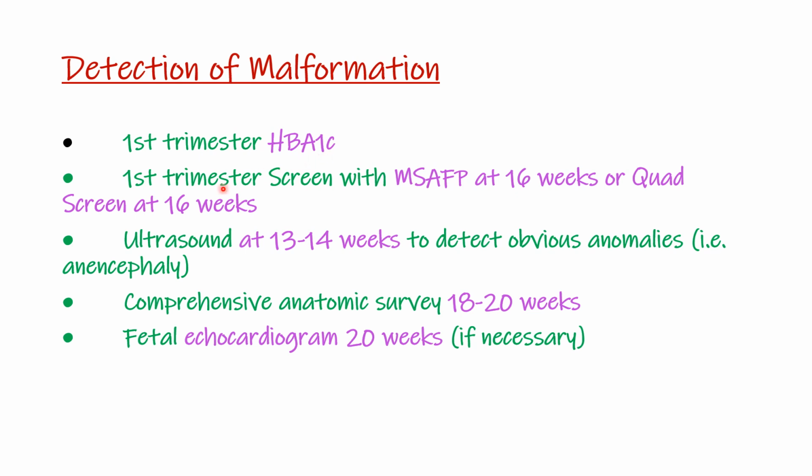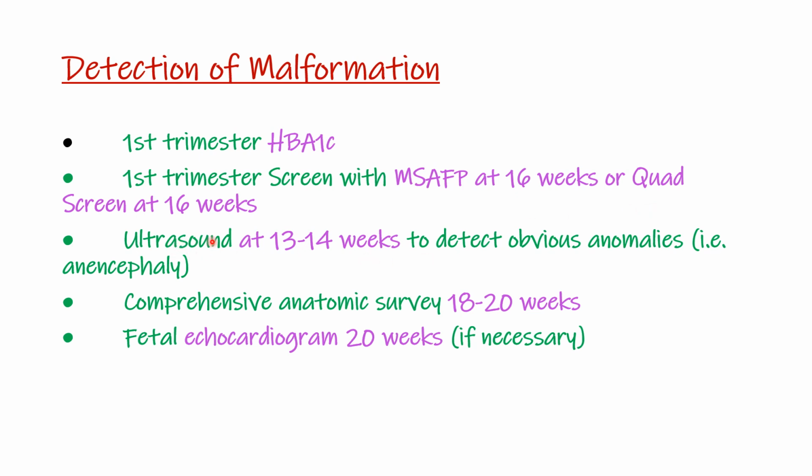In addition to that, we do the alpha fetoprotein screen at 16 weeks and the quad screen. The quad screen test includes, after alpha fetoprotein, beta HCG, in addition to unconjugated estriol and inhibin A. So it is a test that contains four components: beta HCG, alpha fetoprotein, inhibin A, and unconjugated estriol.